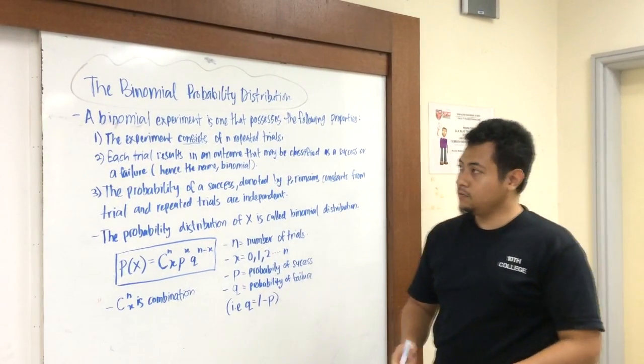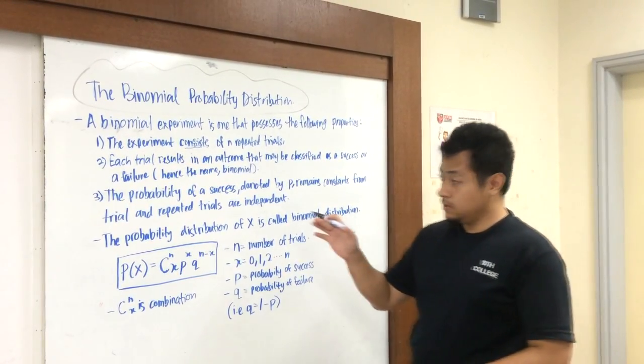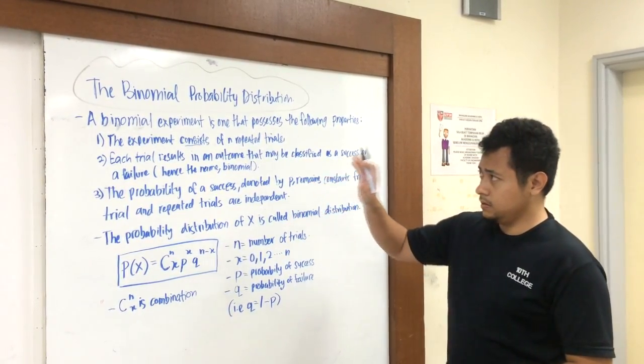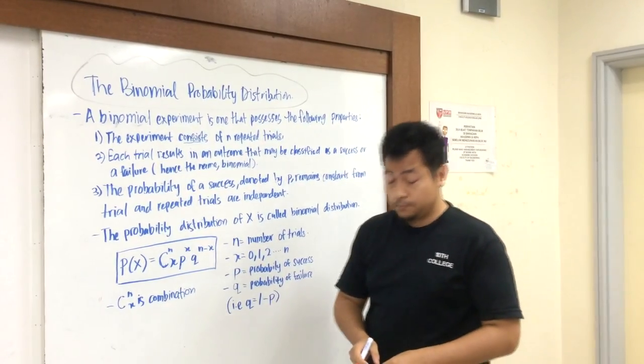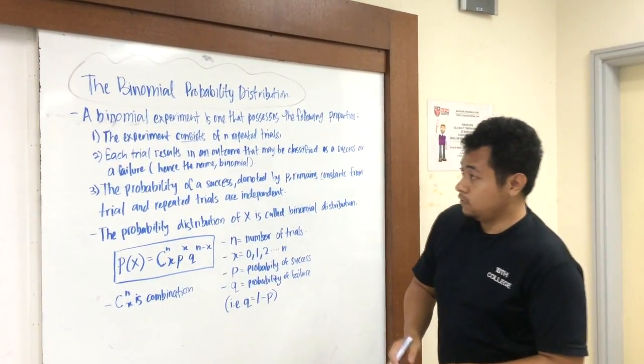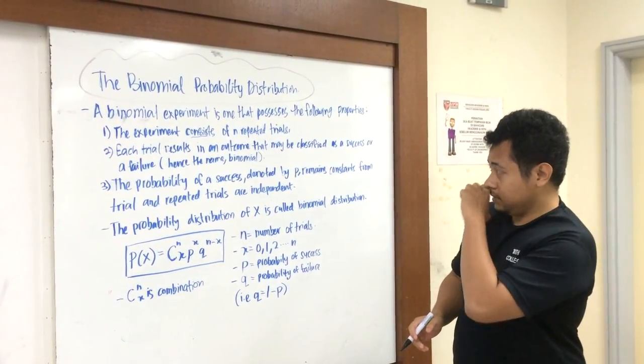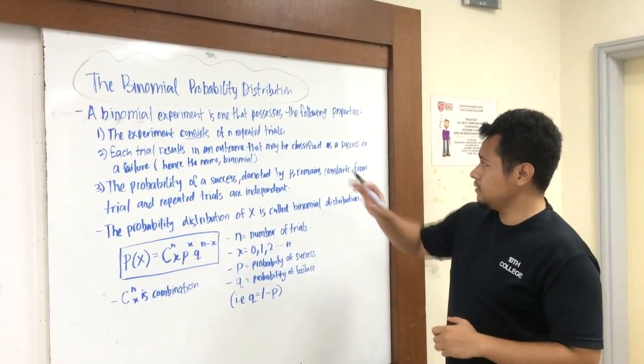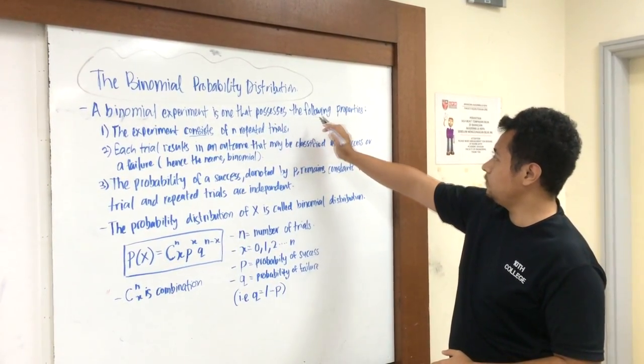Okay, we shall proceed to the binomial probability distribution. Now I would like to present about the binomial probability distribution. Okay, a binomial distribution is one that possesses the following properties.